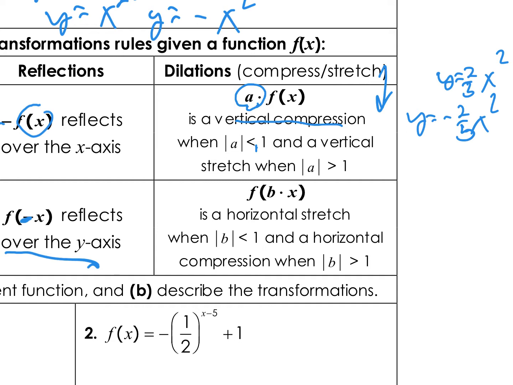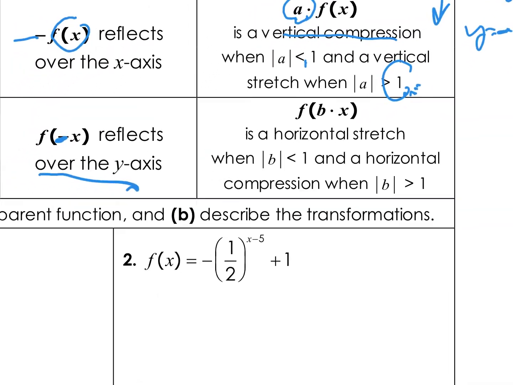And if the number is greater than 1, it doesn't matter that it was negative, that just meant it flipped it upside down. It's going to be a vertical stretch. So we'll talk about those.